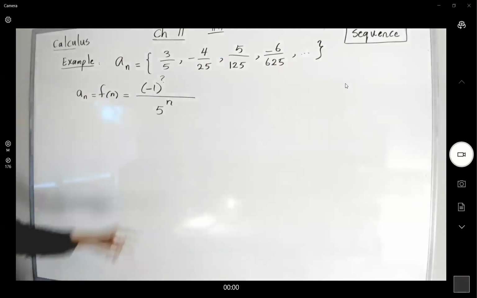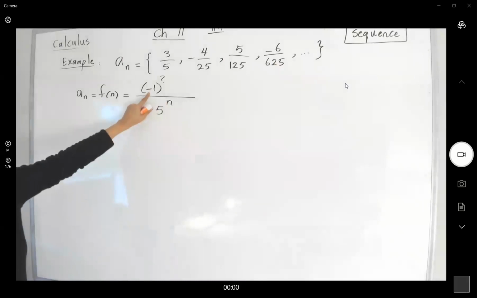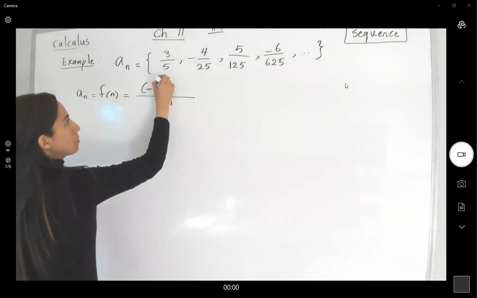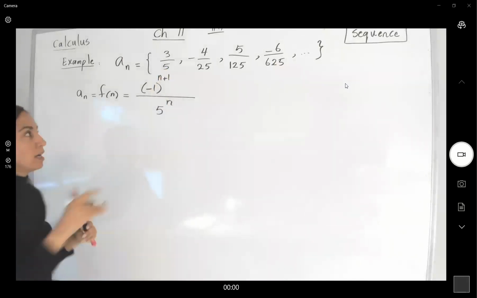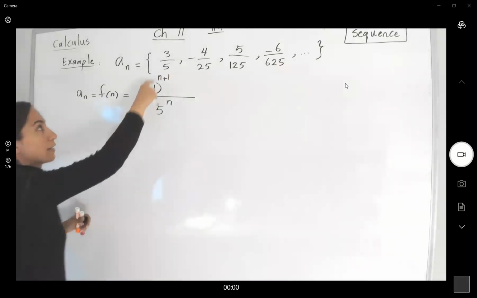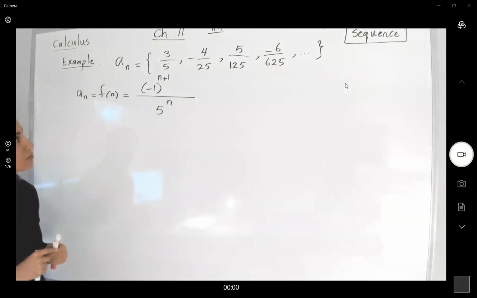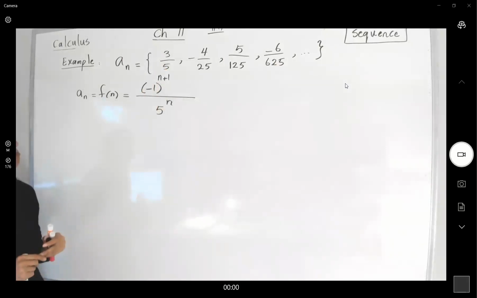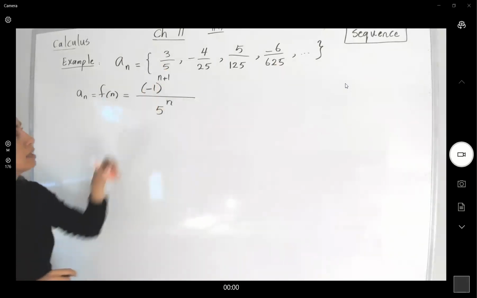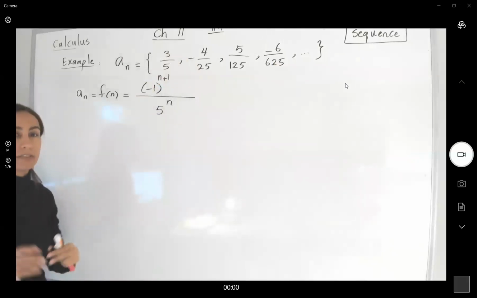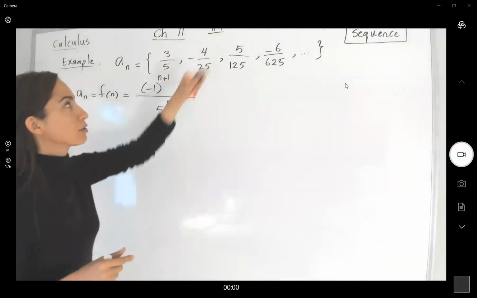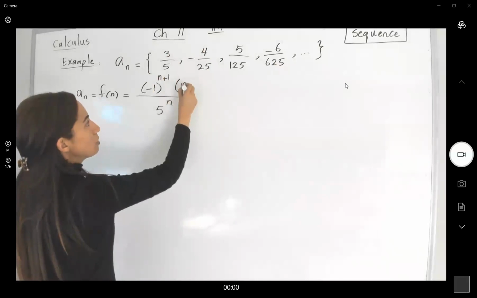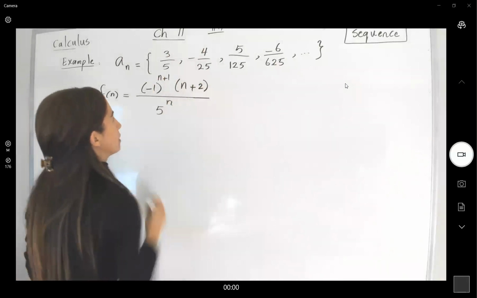So when n is 1, this must be positive. So it must be n plus 1. If it was just n, I'd get negative 1 on my numerator, and this must be negative 3, not positive 3. So I figured out the exponent for my negative 1. What about 3? If n is equal to 1, I need to get 3. If n is 2, I need to get 4. It seems that if you write it as n plus 2, it's a good choice.